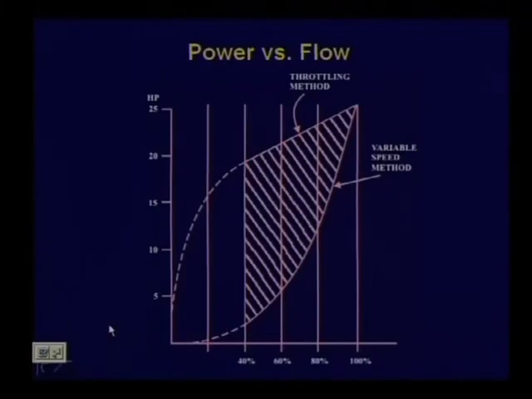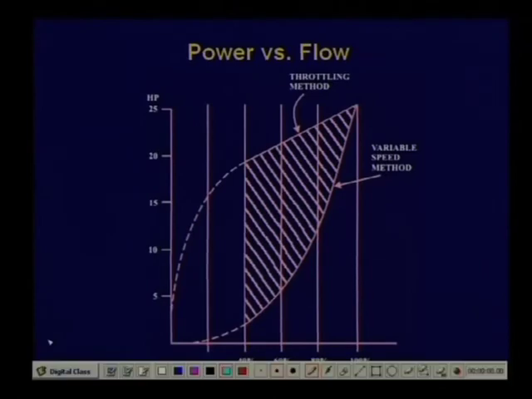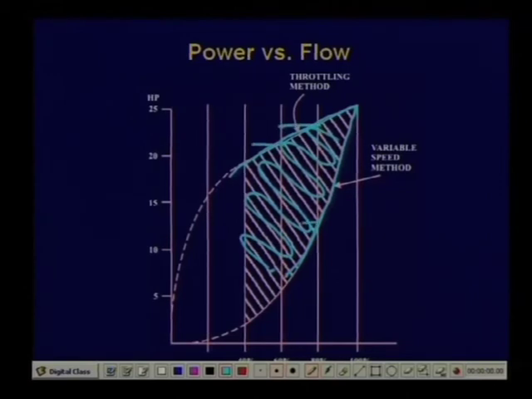So, we come back. This is just another depiction. It shows that if you had a throttling method, then the energy would have fallen along this path. If you have the variable speed method, it will fall along this path. So, this is the energy saving that you are getting at any load. There is a difference between these two, which is substantial.